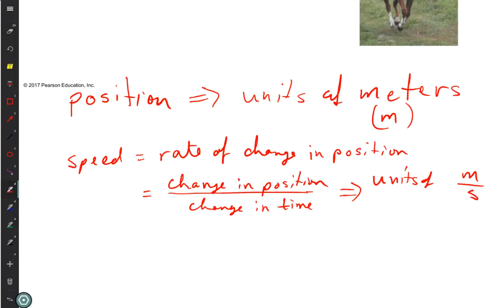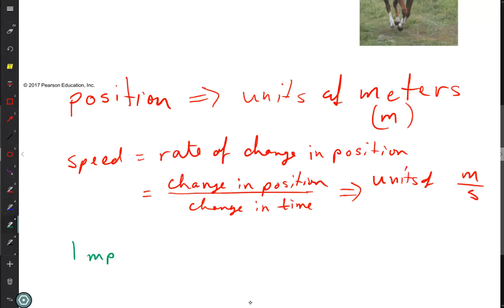Those aren't the units you're used to using. If you're driving your car, what units do you use? Miles per hour. Miles is distance, hour is time. And so you can convert, if you know how many meters are in a mile, so 1,609 meters in a mile, that's rounded off, and you know how many seconds are in an hour, 3,600 seconds in an hour, then you can say 1 mile per hour, which is 1 mile over 1 hour, and use my conversion factor.